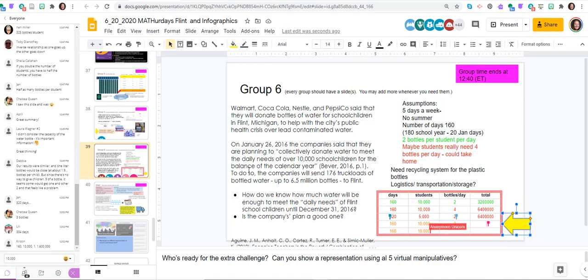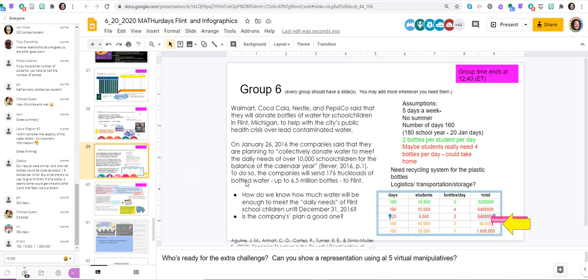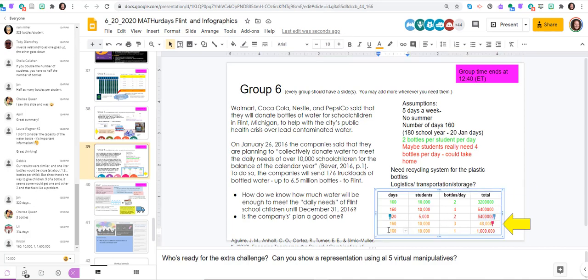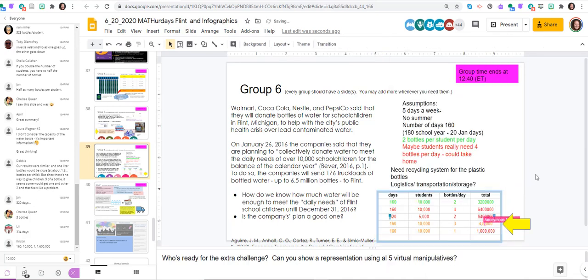If I go back to slide 38, and I think about there enough, barely enough, and not enough, I would like to personally see a row where it's going to show that there's not enough there, but I don't know what it would look like. If anyone has an idea, you can go ahead and fill out row 6. What would be a not enough row?